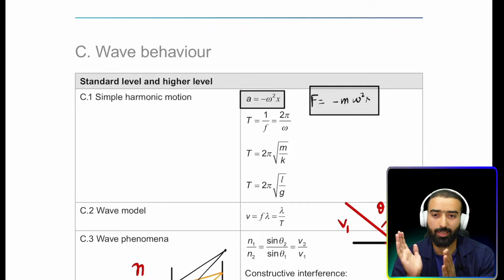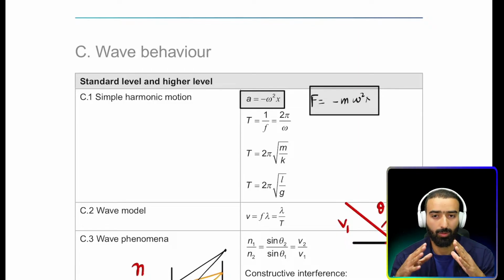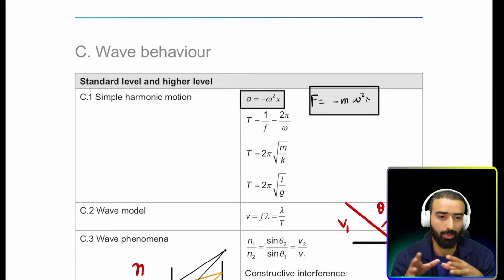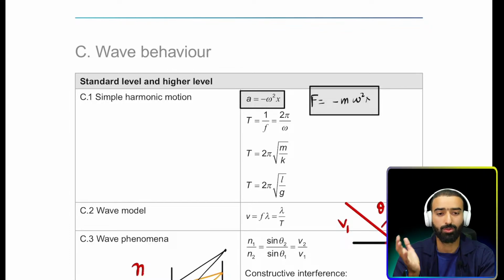All right, guys, let's wrap it up here. Go through the data booklet. Once again, there are many videos on YouTube that go through the data booklet. I would suggest you do the same.